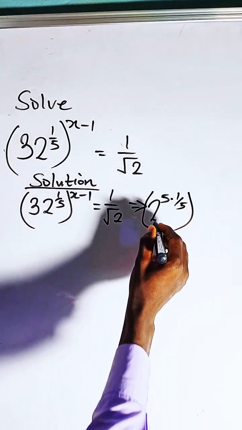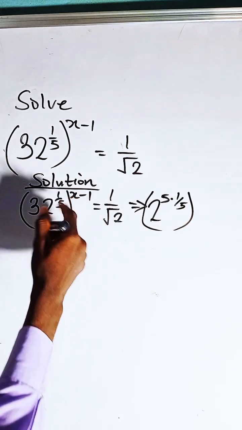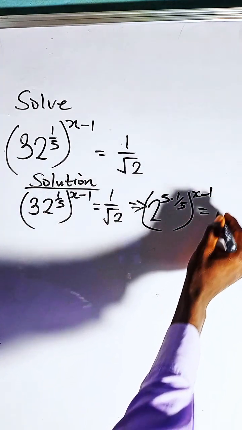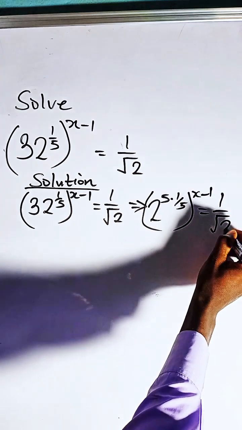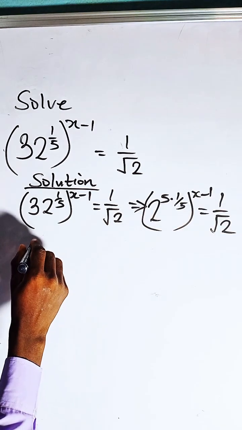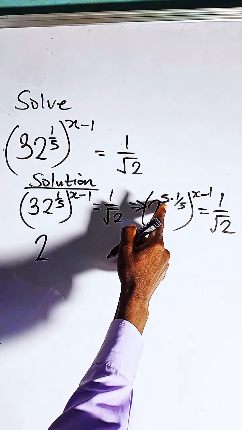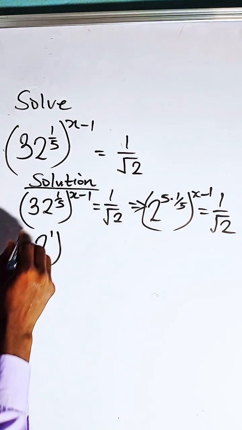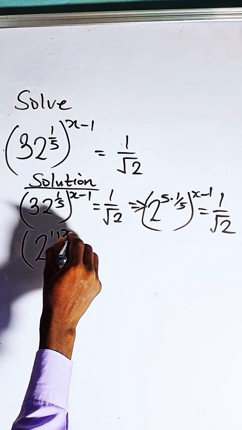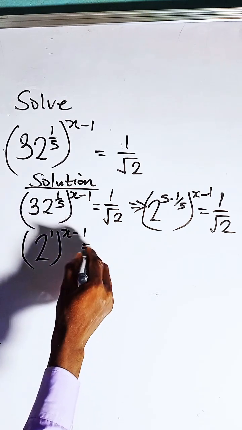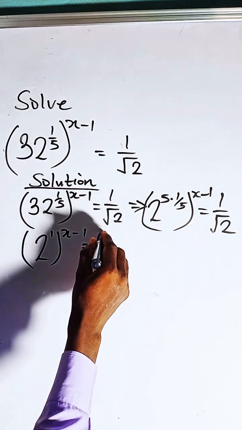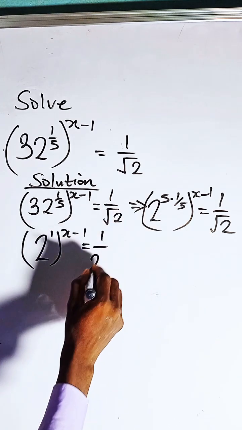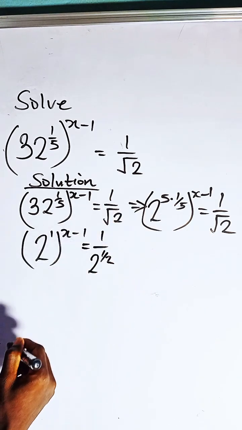So let's have it in the parentheses, with the external exponent as x minus 1 equals 1 over root 2. So we have 2, and when we multiply the exponents, 5 times 1 over 5, we have 1. So here we have 2 raised to power x minus 1 equals 1 over root 2, and root 2 we can write as 2 raised to power half.